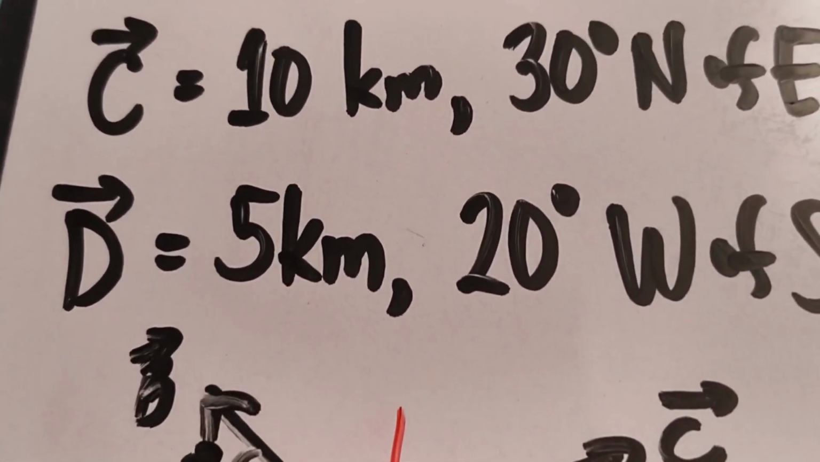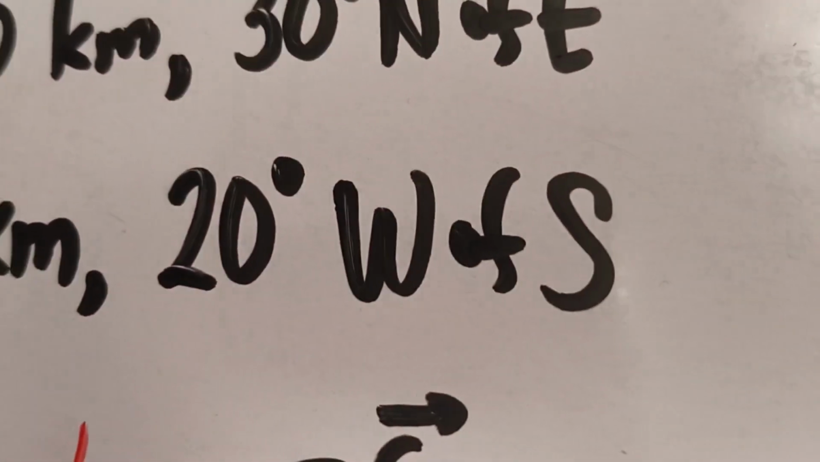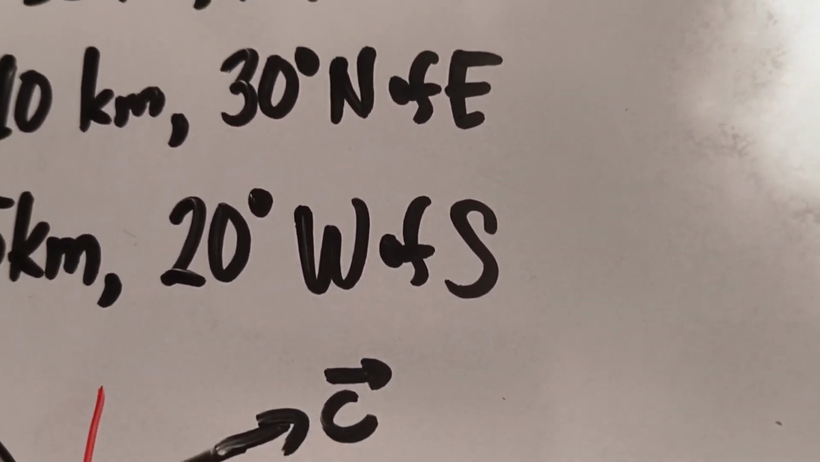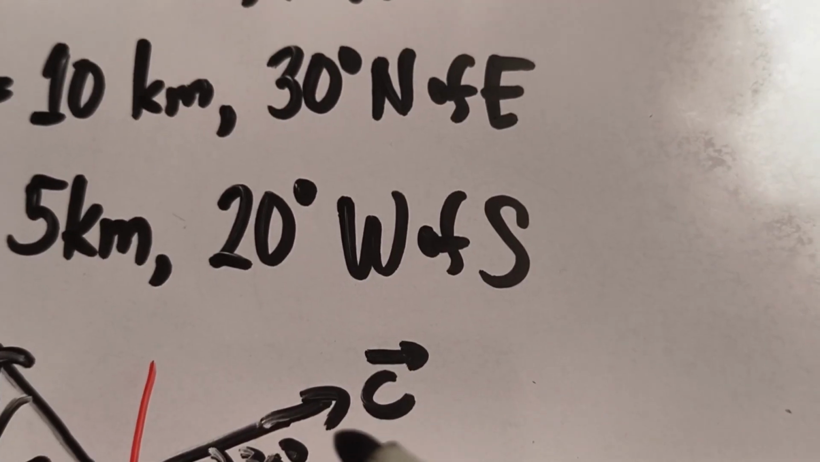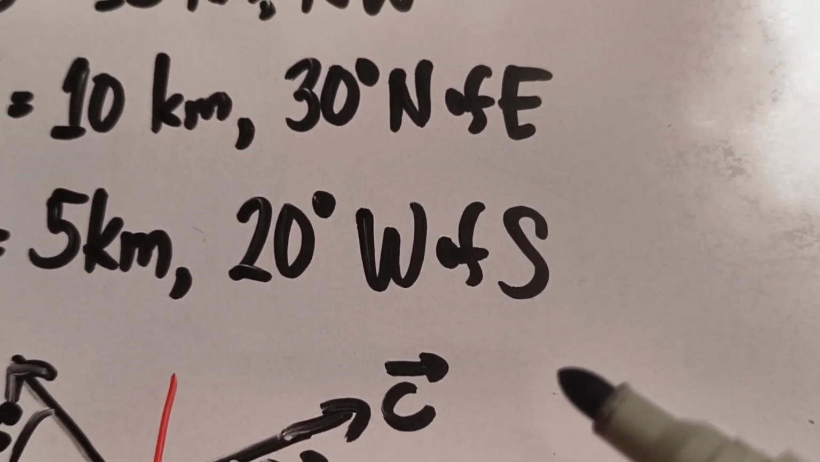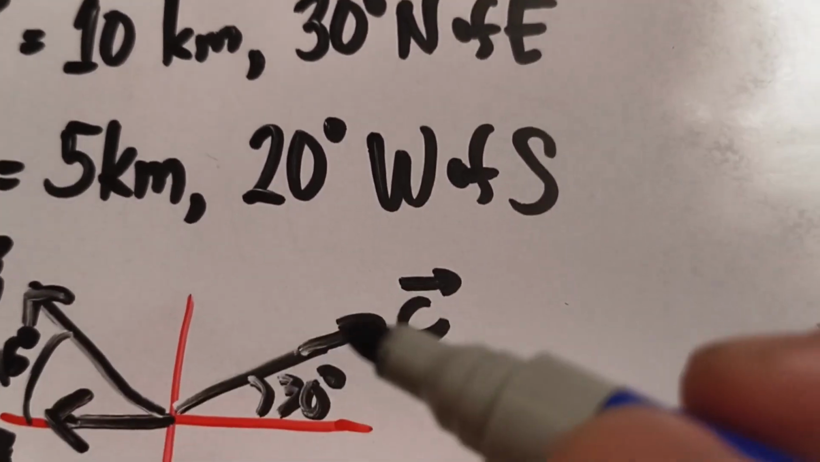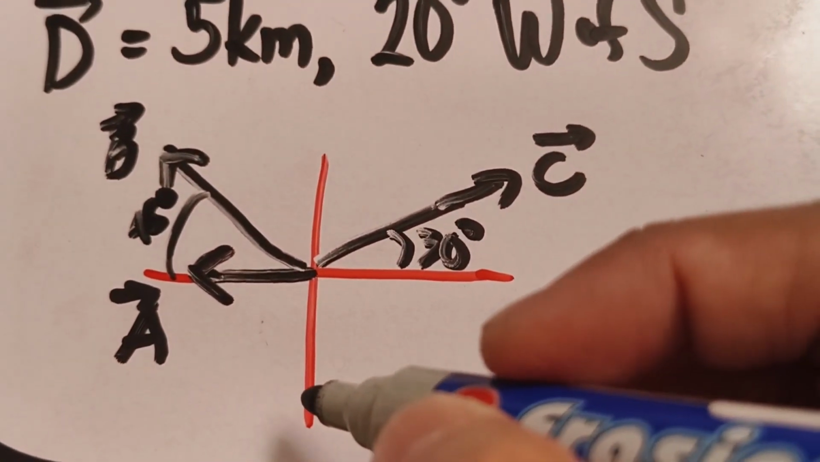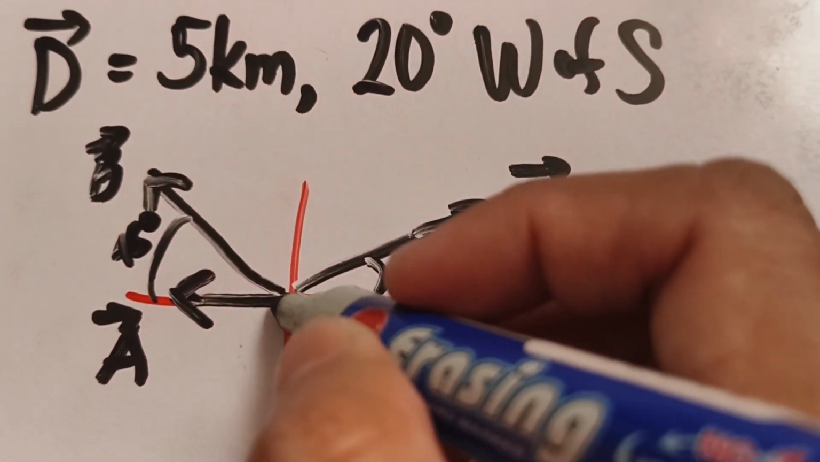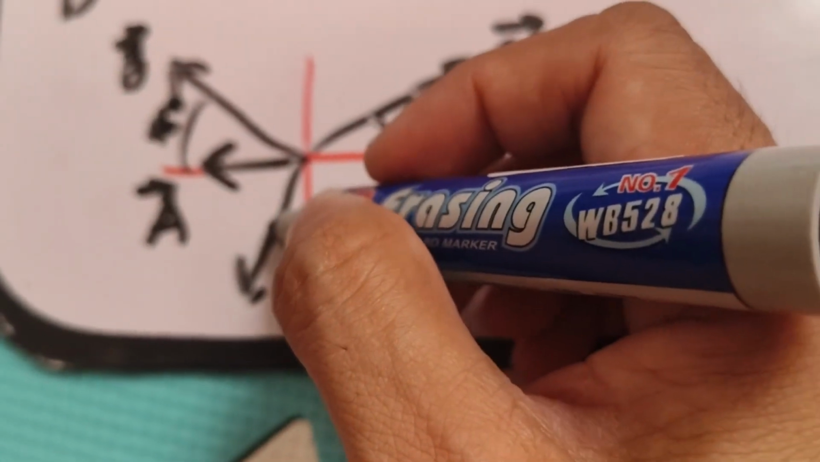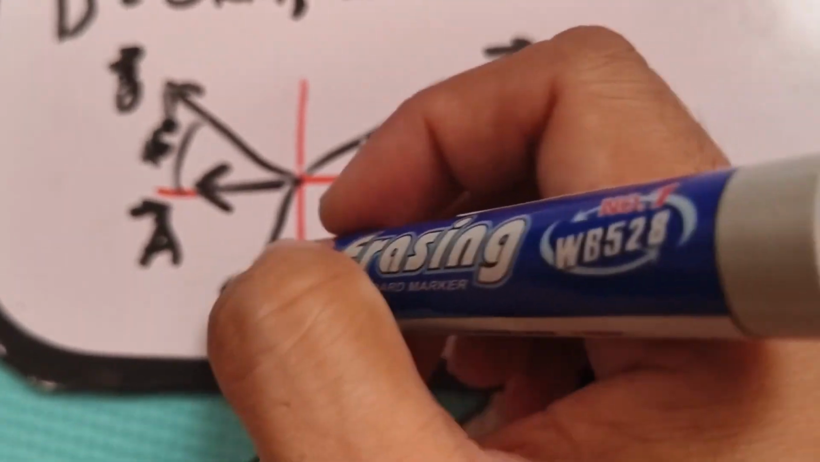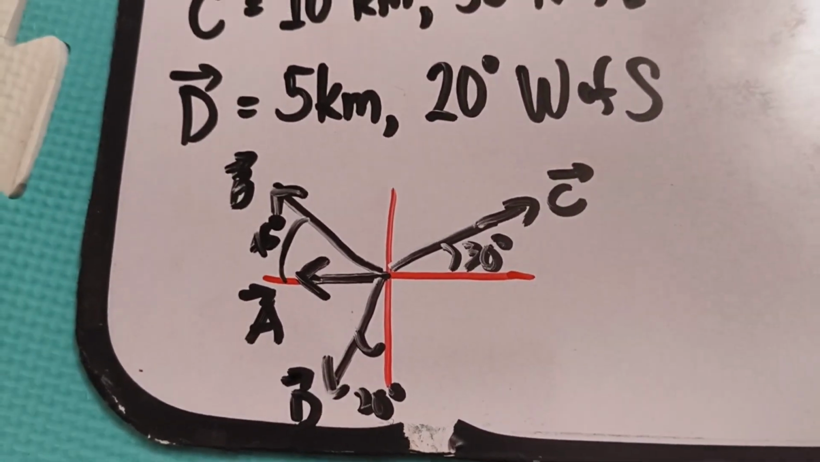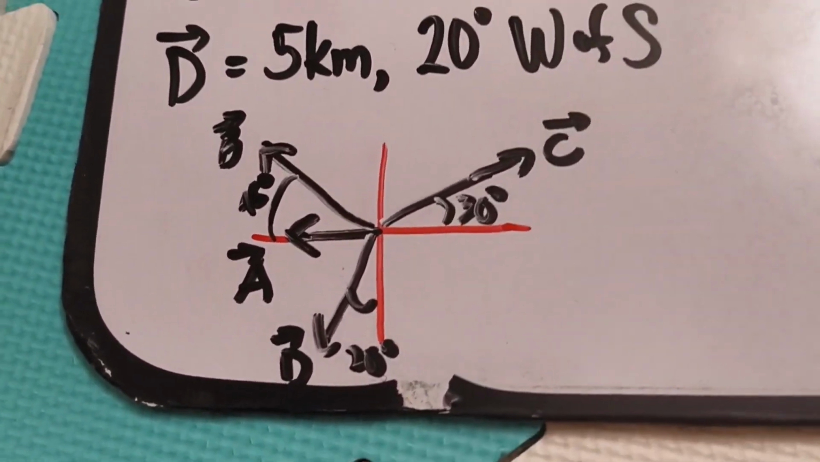And last but not the least, si vector D, 5 kilometers, 20 degrees west of south. Okay? So, tinuro ko sa inyo kapag ganito, paano malalaman kung nasang quadrant siya? Yung off, yun yung pinanggalingan. Tapos, yung naunang direction, doon siya papunta. So, west of south, ibig sabihin, nanggaling siya dito sa south, nag-move siya by 20 degrees pa west. Therefore, vector D is here. Ito yung 20 degrees na angle. Okay? So, ito na ngayon yung ating visualization ng mga vectors.